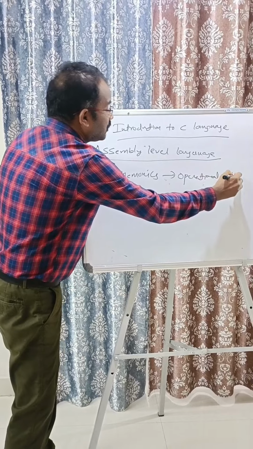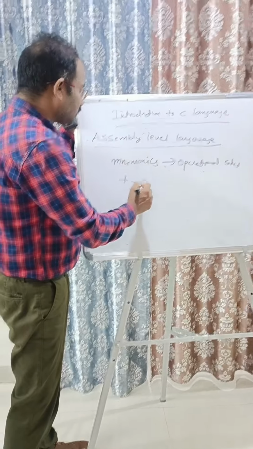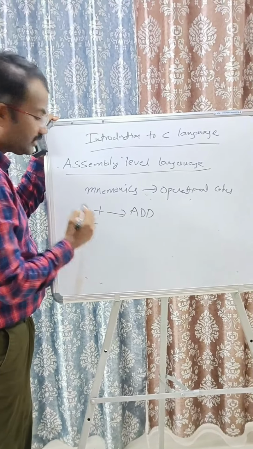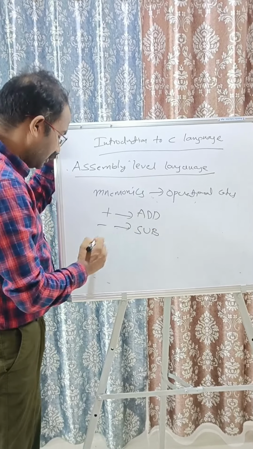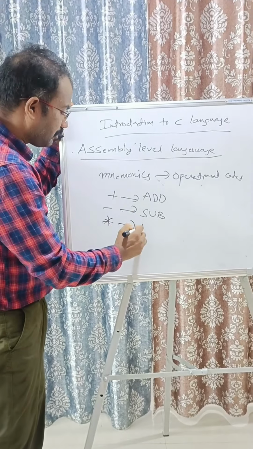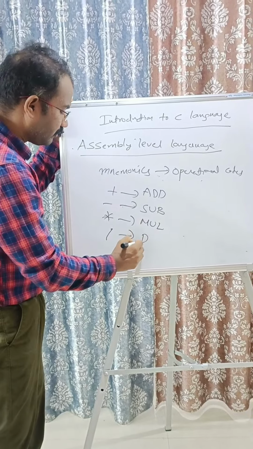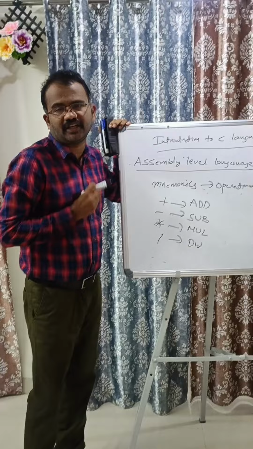Operational codes. So in place of plus, we have to use the mnemonic add. Minus, the mnemonic is sub. Multiplication, the mnemonic is mul. Division, the mnemonic is div. So these are some of the mnemonics.